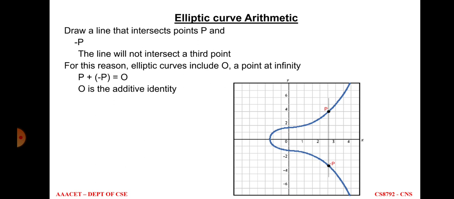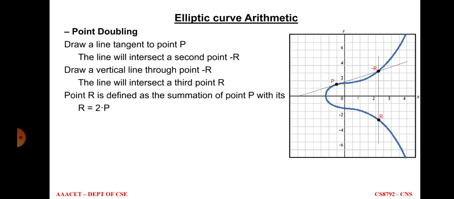So the above value represents P is equal to 4, and the below value is P is equal to minus 4. That's why the name is given as minus P. So the line will not intersect a third point, because the straight line will occur between P and minus P. There is no other point which will intersect with the points P and minus P. So for this reason, P plus minus P is equal to O, that is the additive identity.